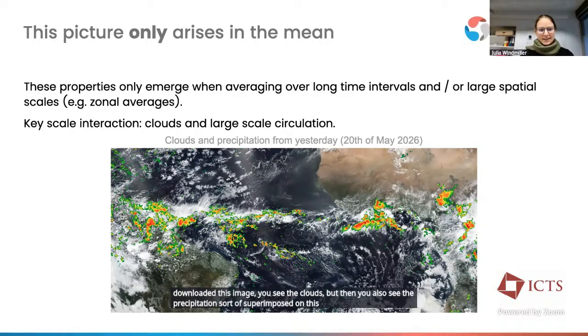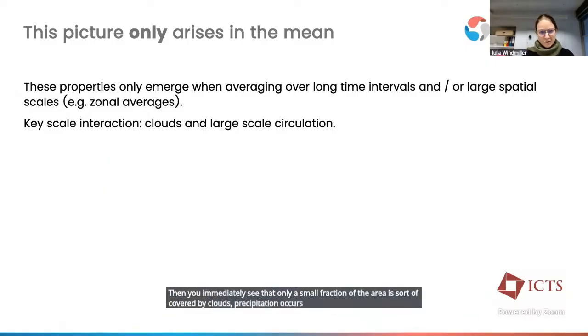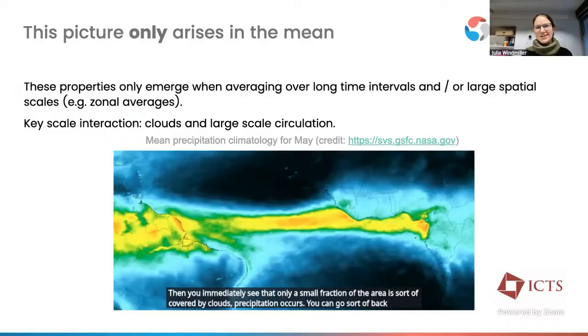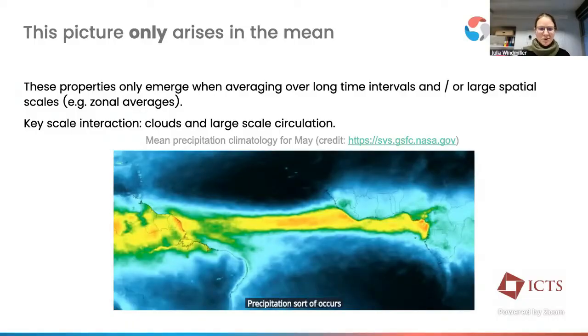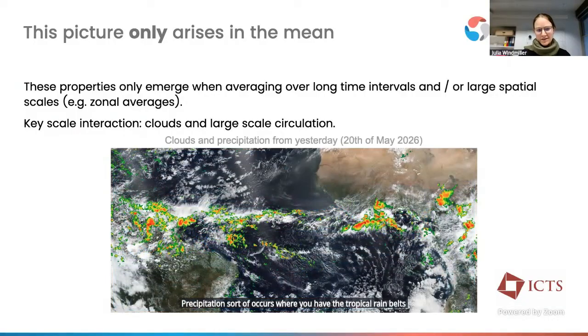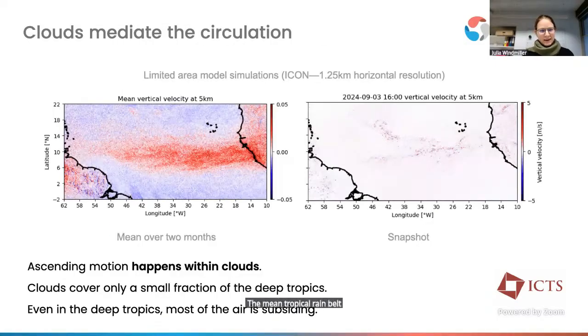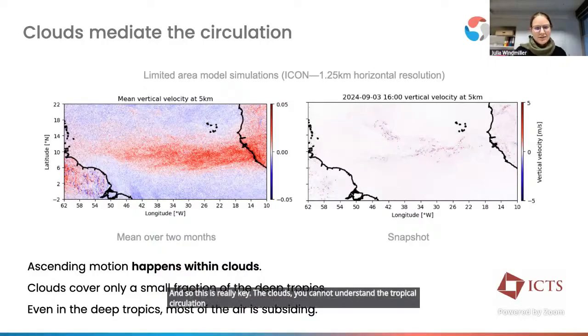Then you immediately see that only a small fraction of the area is covered by clouds. Precipitation occurs where you have the tropical rain belts, but of course not everywhere. It's just these intense regions of high precipitation that in the end make up the mean tropical rain belt. And so this is really key: you cannot understand the tropical circulation without the clouds.